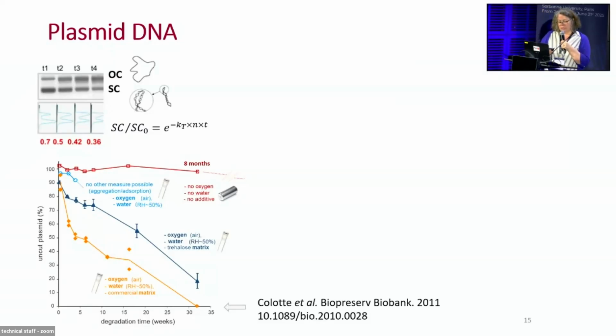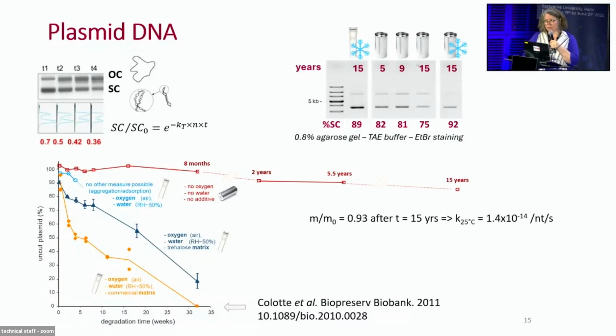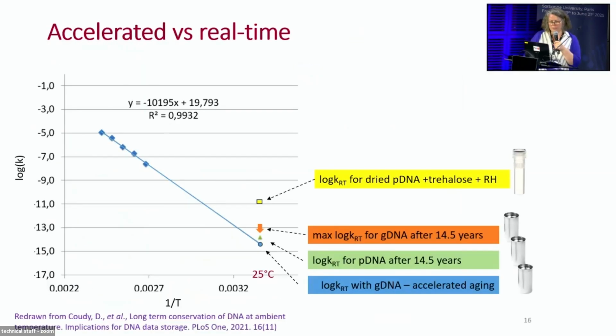And we continued this kinetic at room temperature. And now we have 15 years of data. And this is the result here. So we're still very high in terms of supercoil content. And we can calculate the degradation rate at room temperature with this kinetic here. So we are approximately here. This number doesn't mean anything, so I will show you on an Arrhenius scale what it means.